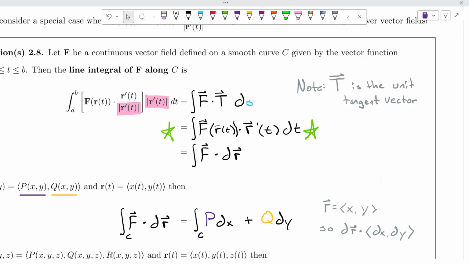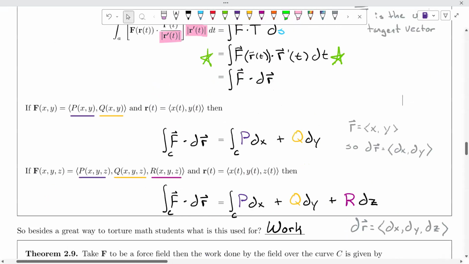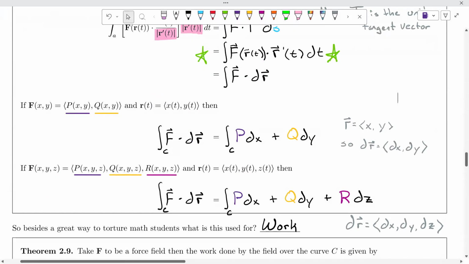Where dr is the differential in the curve direction. Really, dr is just going to be the derivative of our parameterization pretty much all the time. And in fact, in the next two examples, we'll see that we're going to rely on that rather heavily.